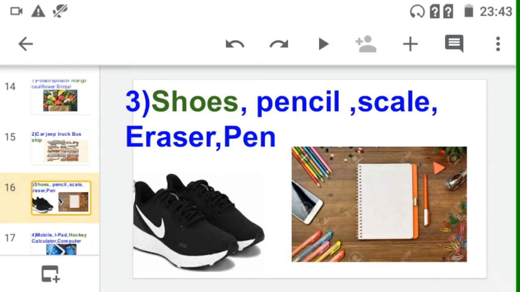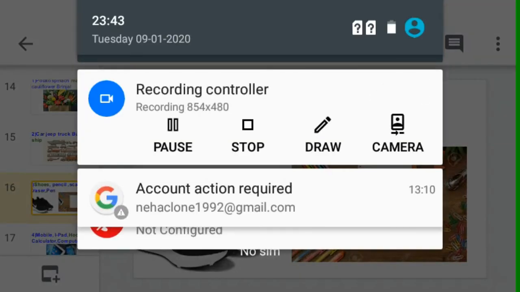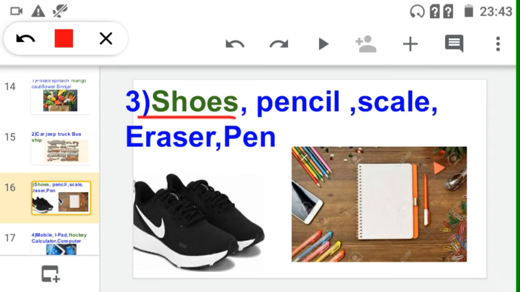Now see in third question. First thing is shoes, then pencil, then scale, then eraser, then pen. Correct. So see, pencil, scale, eraser and pen, these are the stationery. Means these four things we are using in school. When we have to draw, when we have to write, when we have to erase, at that time you are using a pencil, scale, eraser, pen.